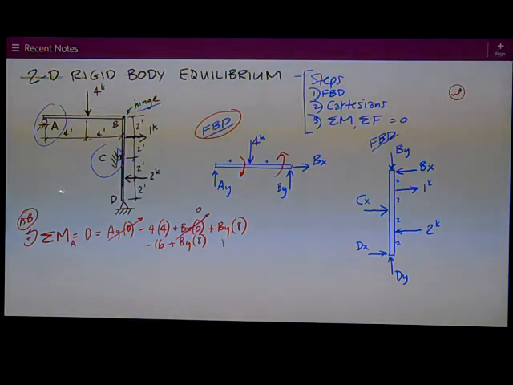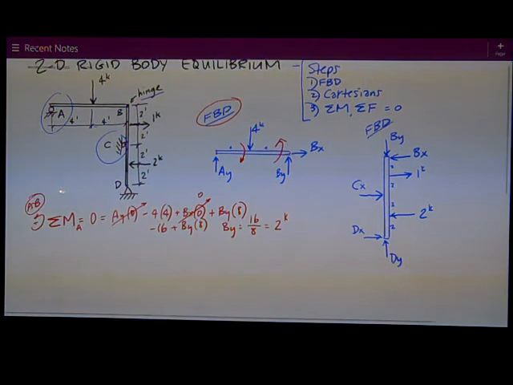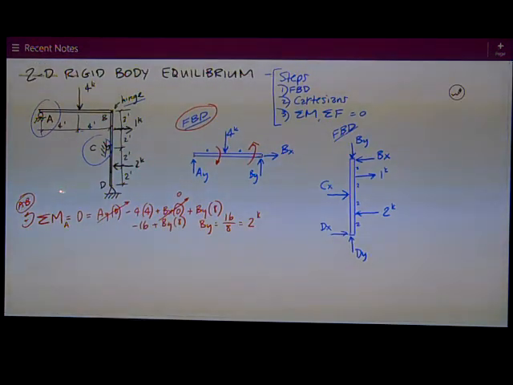Rearranging, I have BY is equal to 16 positive divided by 8 is equal to 2 kips. Well, it's pretty easy to see by inspection. I've got a 4 kip load in the middle of an 8-foot span beam, and right in the middle, half of it's going to go to the left to AY, half of it's going to go to the right to BY. And so I'm kind of giving away the next step, but that's just the sum of the forces in the Y direction. Positive is up.